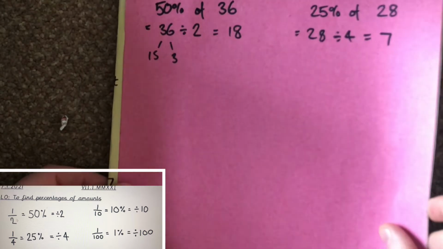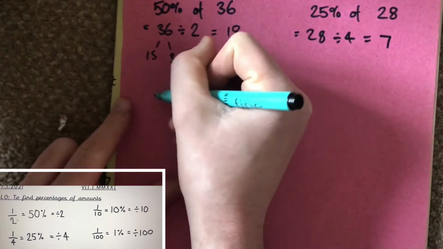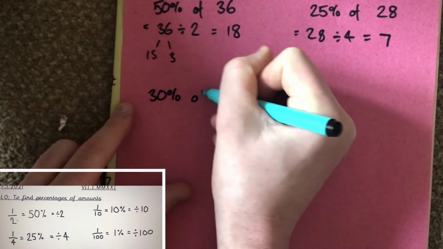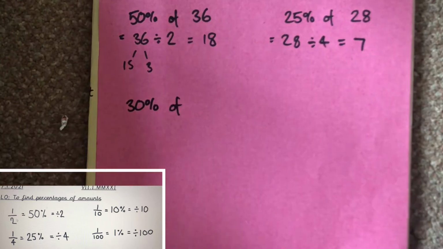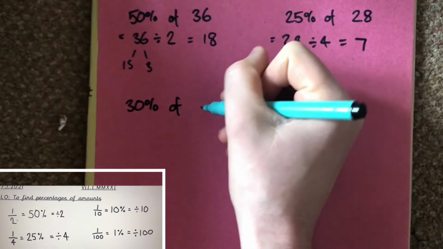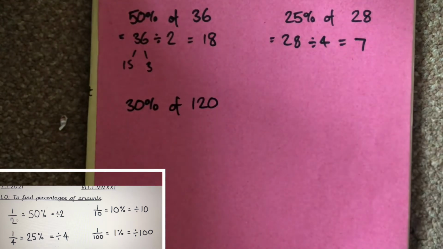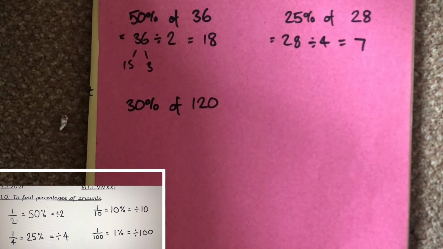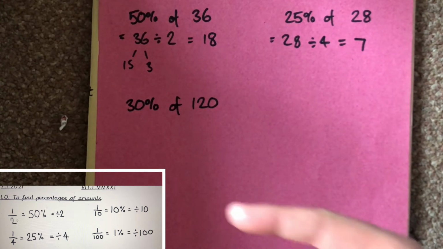Now, steady needs us to use number facts. So we might have something like 30% of something like 120. Now, 30% is not one of my number facts, okay? It's not one of the facts that I know just down here somewhere.